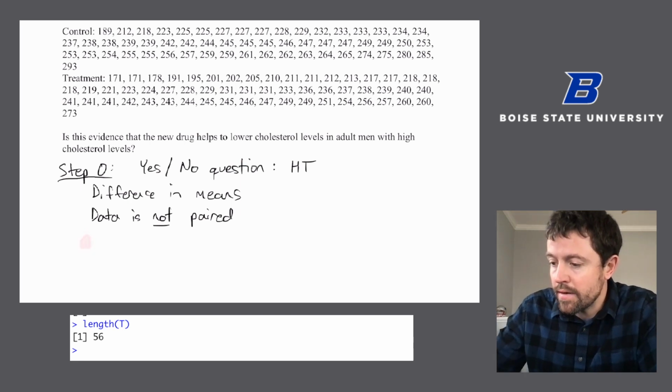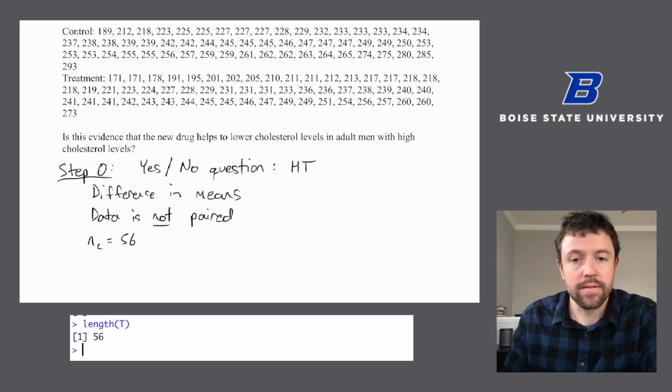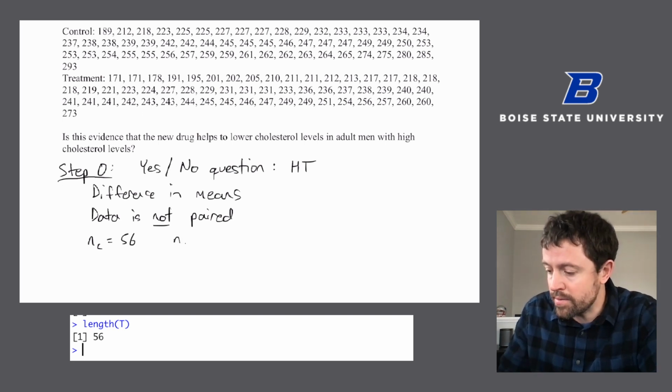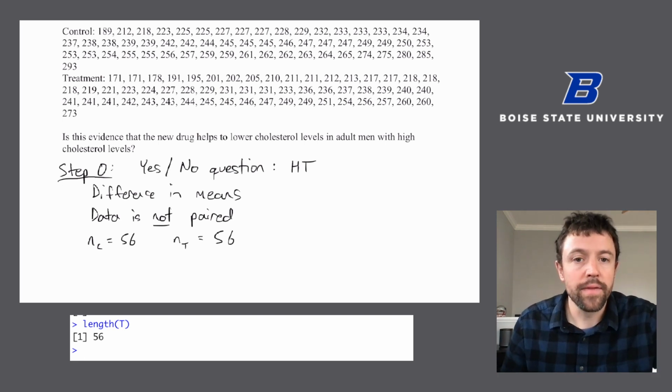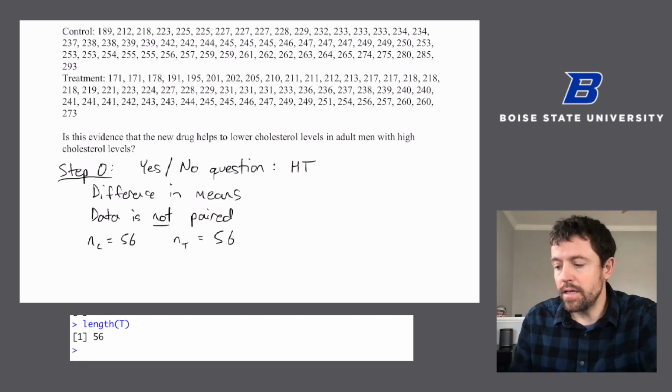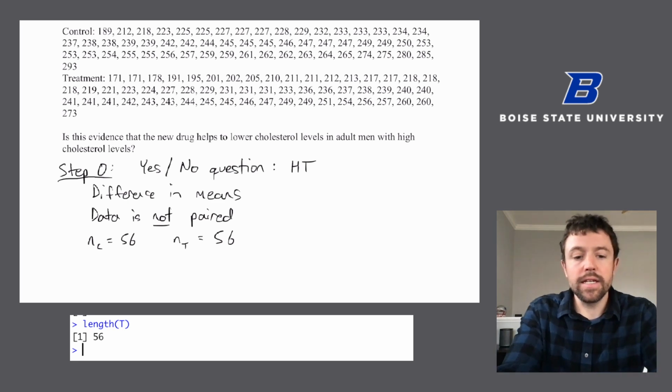So we have, let's say, n sub c equals 56. I'll use subscripts c and t to distinguish between treatment and control. So we have the same size data set. So that's one of the things we would need to do the pooled procedures. And then we need to check the standard deviations.